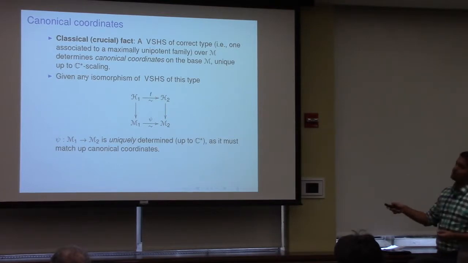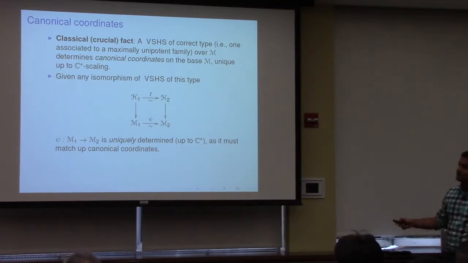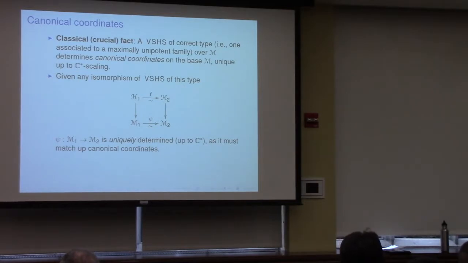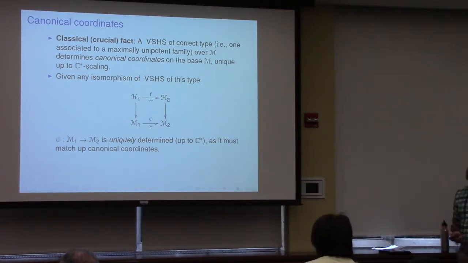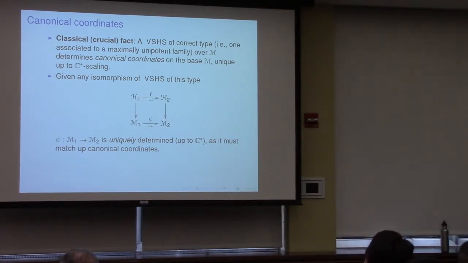It implies that if you have an isomorphism of variations of semi-infinite Hodge structures that lives over some isomorphism of formal disks, you might think that isomorphism could be completely arbitrary, but in fact it's constrained. Since there's a canonical coordinate determined by Hodge theoretic data, this map has to intertwine, it has to match up these canonical coordinates. So this map of punctured disks is actually fixed, up to some C-star scaling potentially.